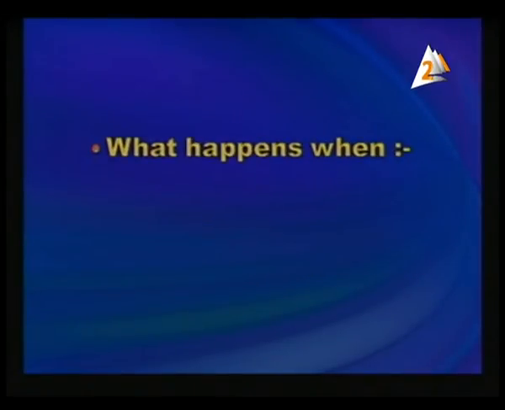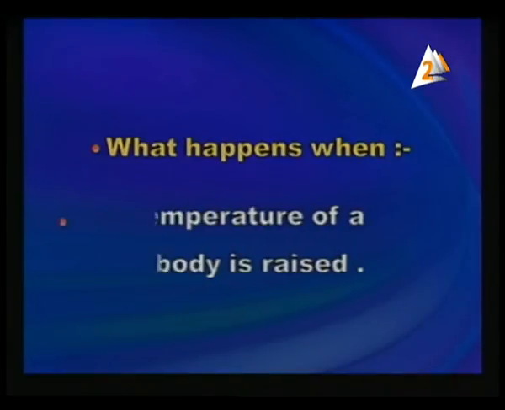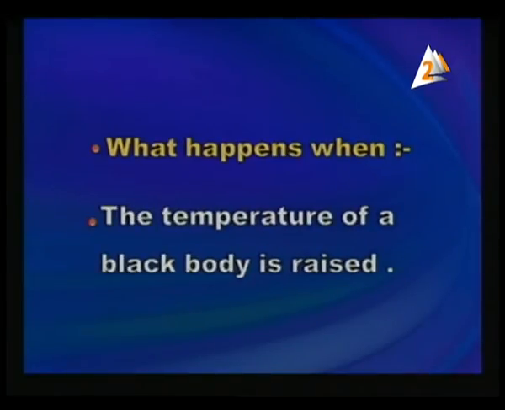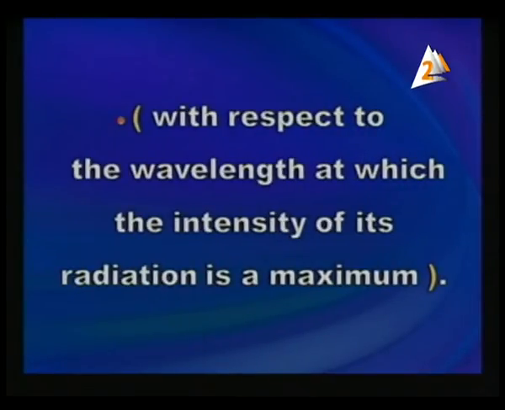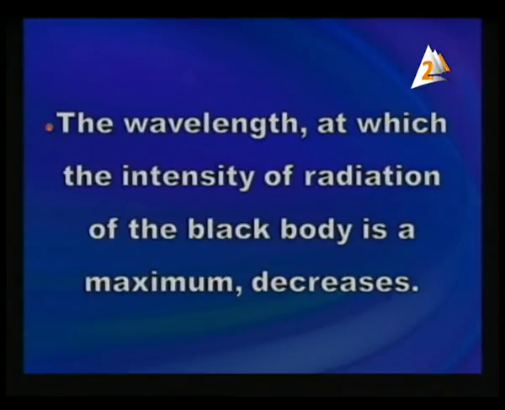Another type of questions: what happens when the temperature of a black body is raised with respect to the wavelength at which the intensity of radiation is a maximum? Okay, the maximum wavelength will be decreased. So the answer: the wavelength at which the intensity of radiation of the black body is a maximum decreases. Wavelength is decreased as temperature is increased. Wien's displacement law.